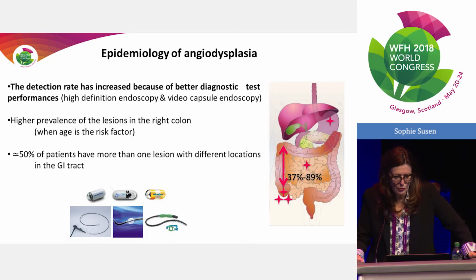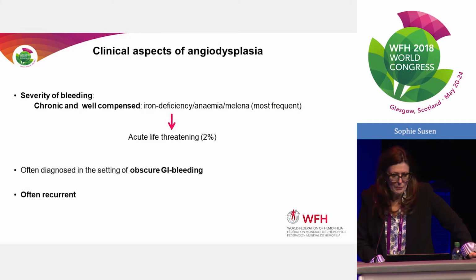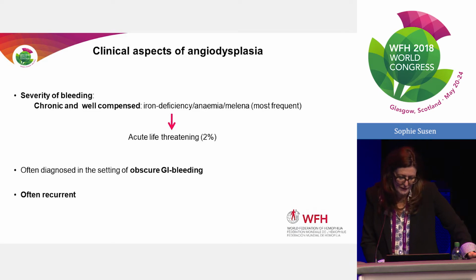As I mentioned, the detection rate has increased because of better diagnostic test performance: high-definition endoscopy and video capsule endoscopy. There is a higher prevalence of these lesions in the ascending colon in patients in whom age is the only risk factor. More or less 50% of patients have more than one lesion in different locations of the GI tract. That means that when you have identified one angiodysplasia, the whole digestive tract must be investigated. They present in clinical practice as chronic, well-compensated anemia, or acute life-threatening bleeding in rare cases. But what is very characteristic is that this is often recurrent and often obscure GI bleeding only associated with anemia.